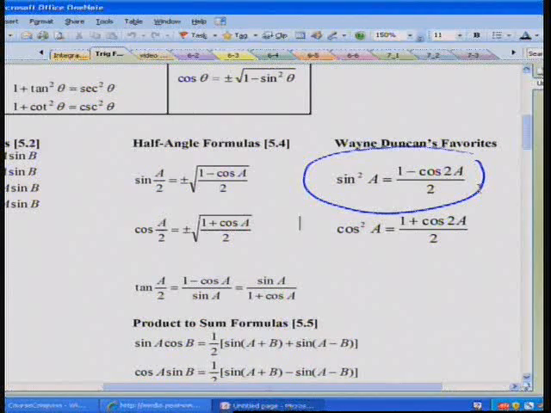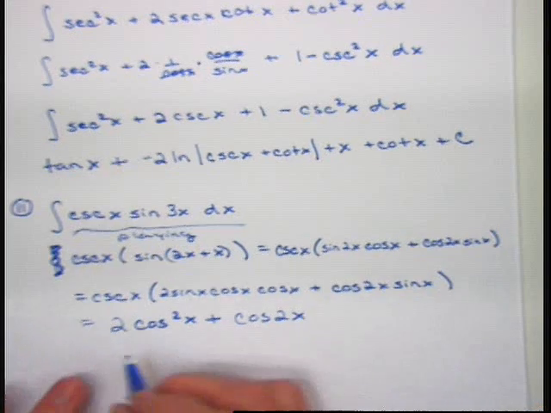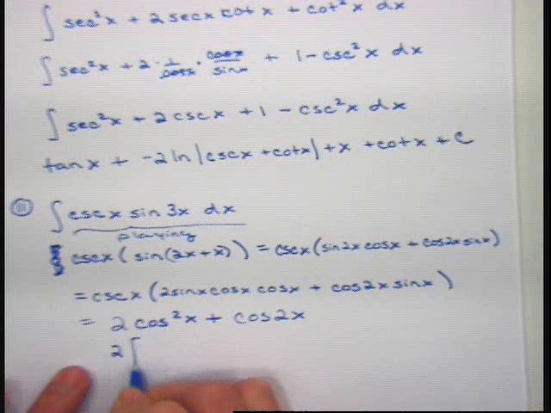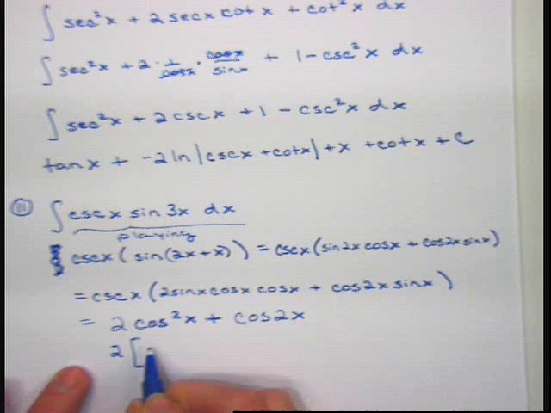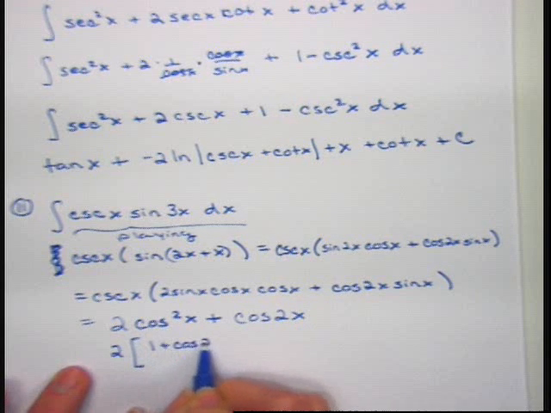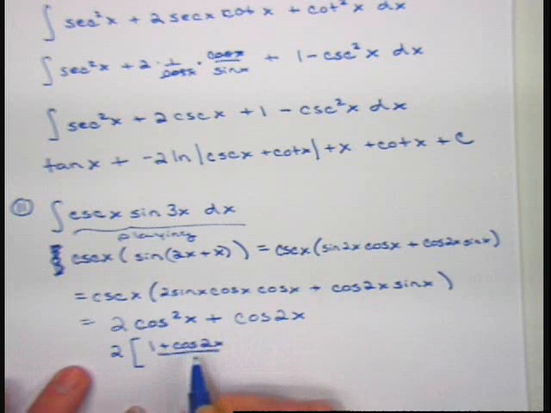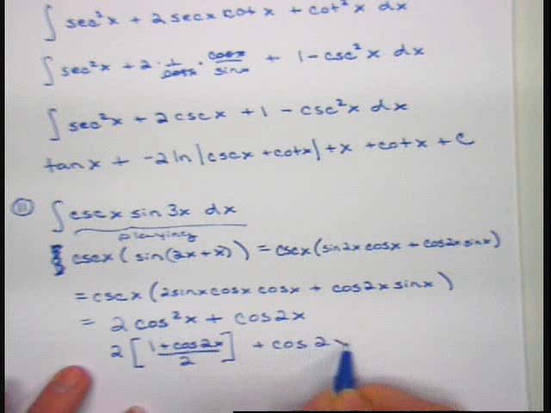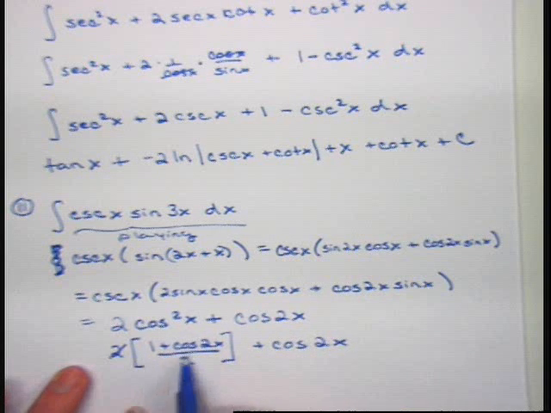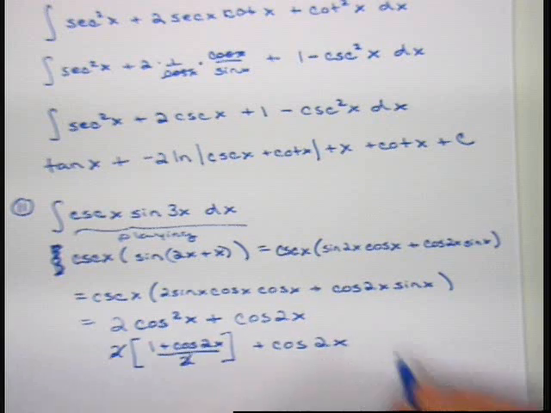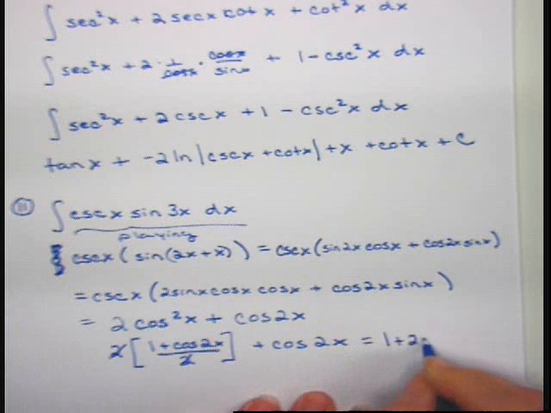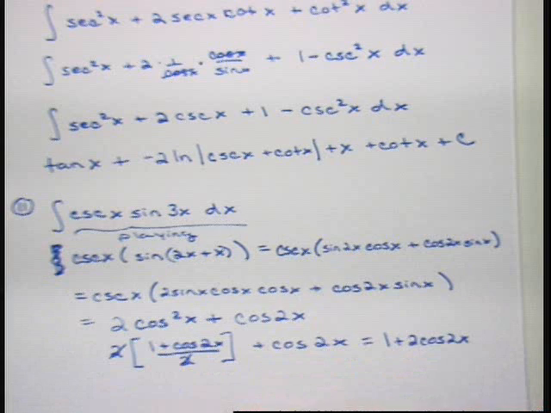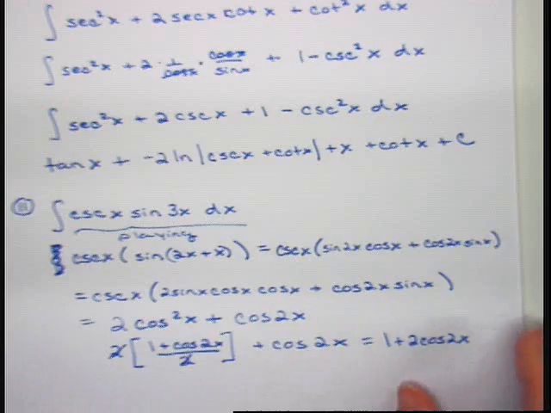Okay, and so you are going to come back here, and you are going to say that this is, according to Wayne Duncan's favorite formula, 1 plus cosine 2x over 2 plus cosine 2x. And then, fortunately, these 2's cancel. And now, look at that. We've got 1 plus 2 cosine 2x. All right? So we cleaned that bad boy all up, and now we are ready to integrate it.